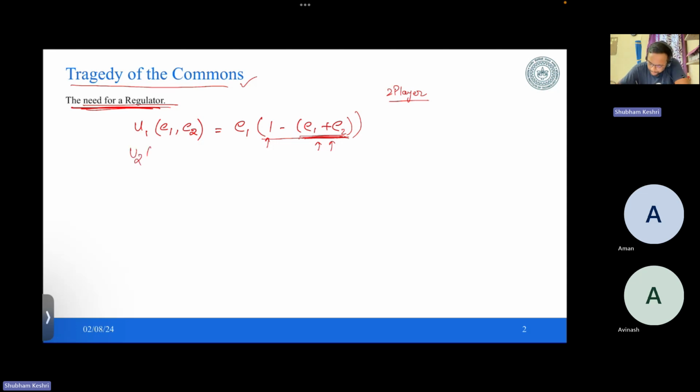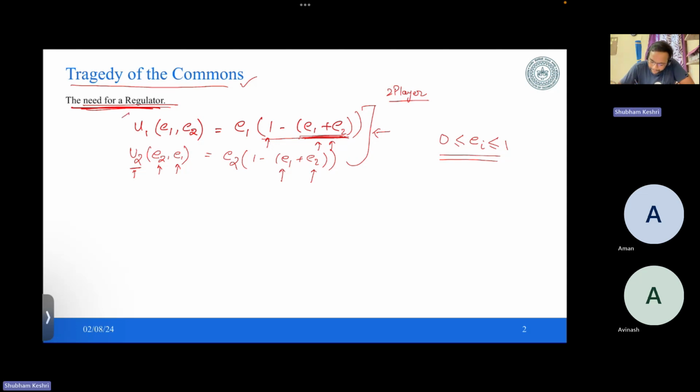Similarly, the utility of player 2 will be given as, so I'm writing U2, which means utility of player 2. The first strategy is of player 2, and the second strategy represents the strategy of all the other players. It will be E2 times (1 minus (E1 plus E2)). All right. So these two are the payoffs or utility of the players. Moreover, this strategy is continuous in the range from 0 to 1. So it can take any value between 0 to 1. So this is the description of the problem.